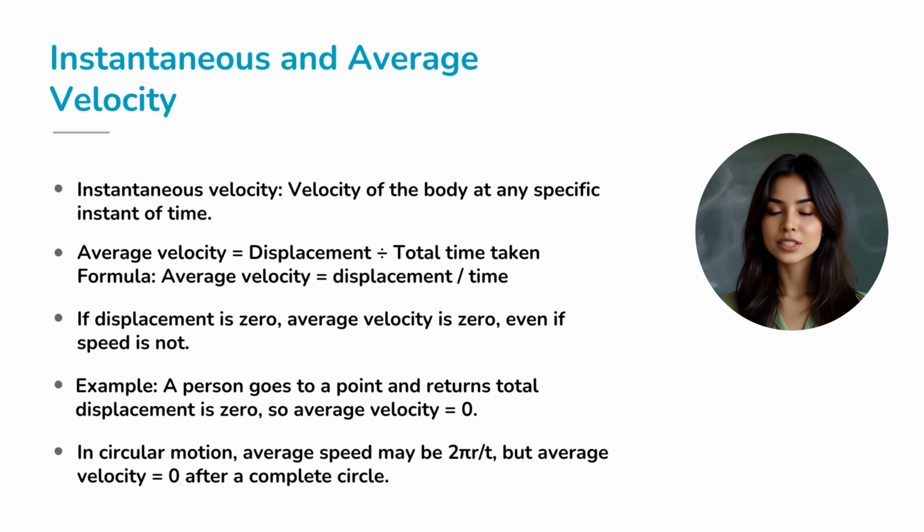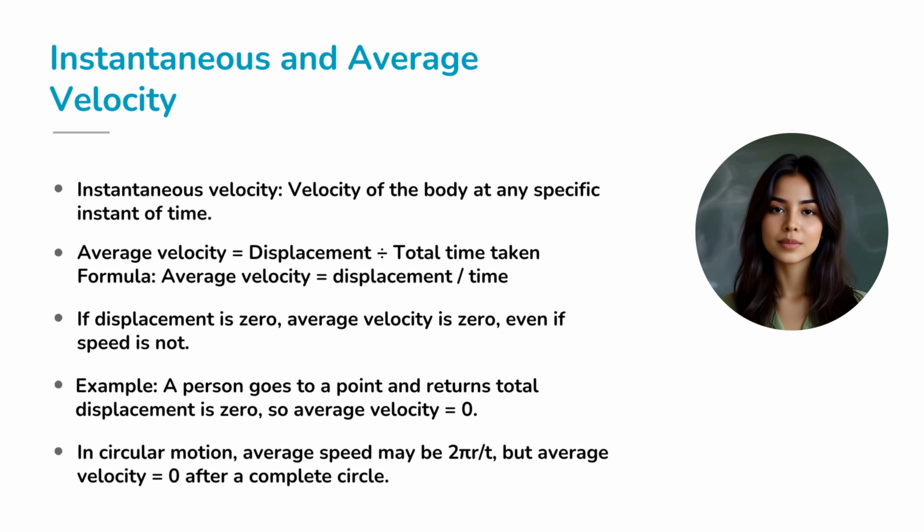Here's a surprising fact. Your average velocity can be 0, even if you traveled a lot of distance. If you go from your home to a park and come back, your displacement is 0, so average velocity is 0, even though your average speed is not.